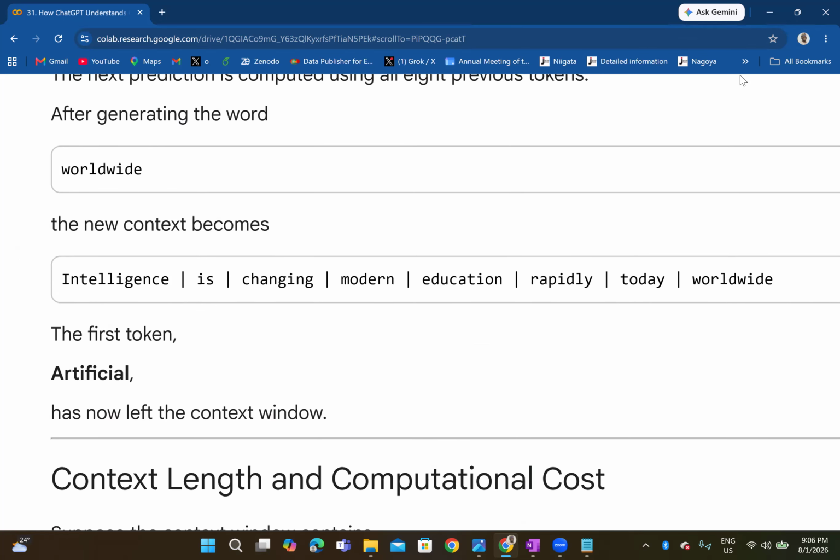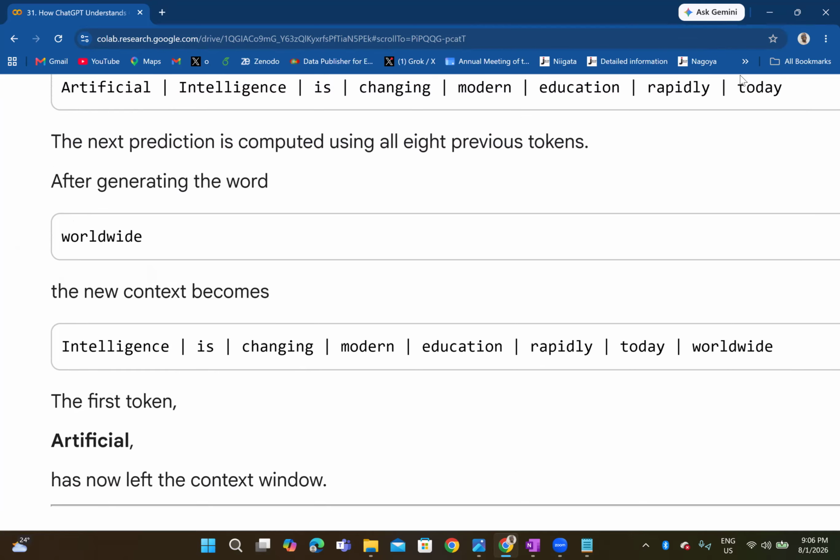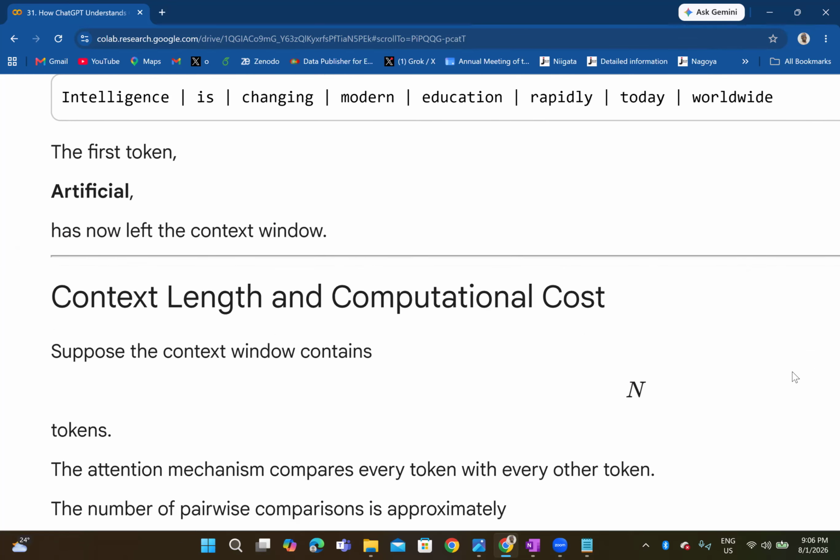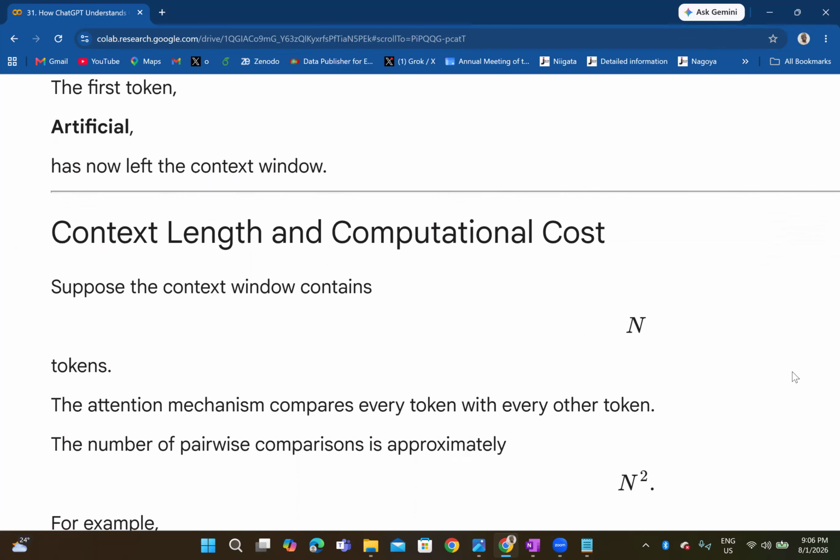So the first token, artificial, has now left the context window because there's only space for 8. Once you add worldwide, you knock off artificial. Artificial will be gone because the window can only take 8 tokens. So artificial has now left the context window.